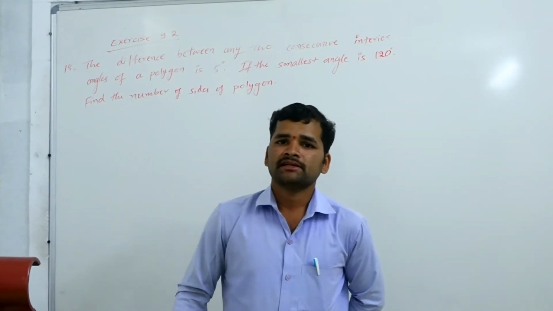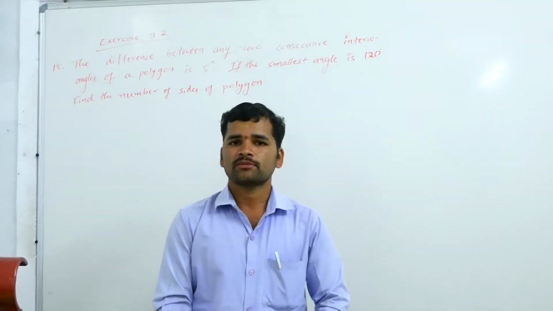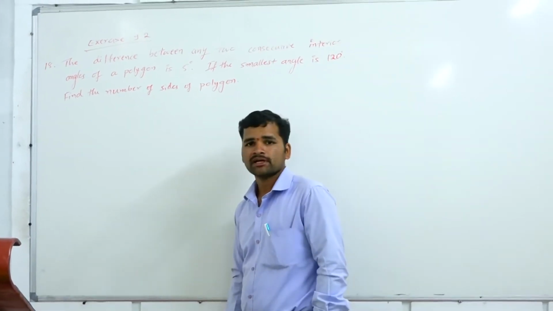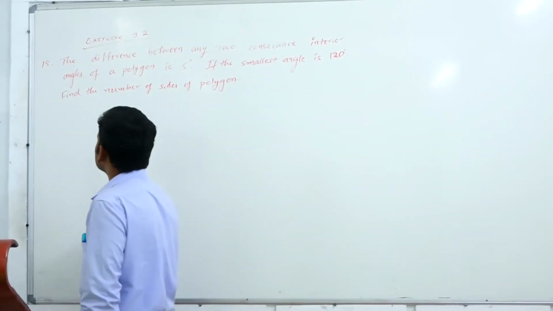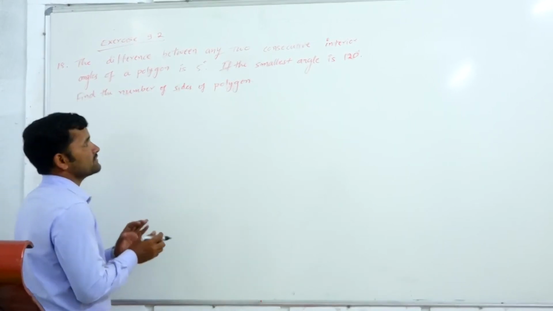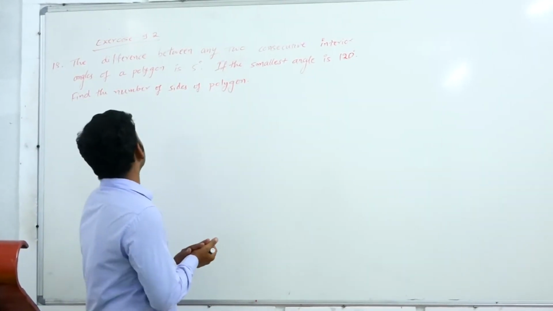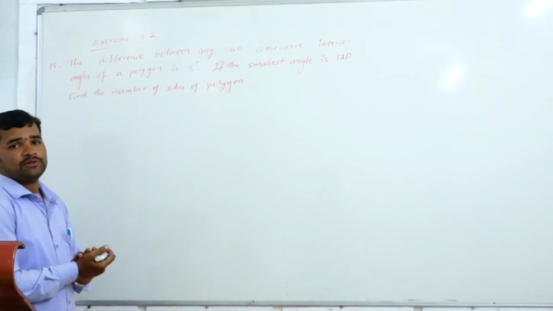In exercise 9.2, only the last problem is remaining, that is problem number 18. Problem number 18 is that the difference between any two consecutive interior angles of a polygon is 5 degree.